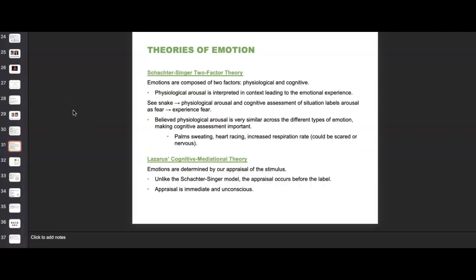Then came into play the Schachter-Singer two-factor theory. These two psychologists believe that emotions are composed of two factors, physiological and cognitive. They believe that physiological arousal is interpreted in context, leading to the emotional experience. So if we go back to the original example, you see a snake. This then creates physiological arousal, and a cognitive assessment of the situation labels the arousal as fear, and then you experience fear. They believed that physiological arousal is very similar across the different types of emotion, making cognitive assessment incredibly important.